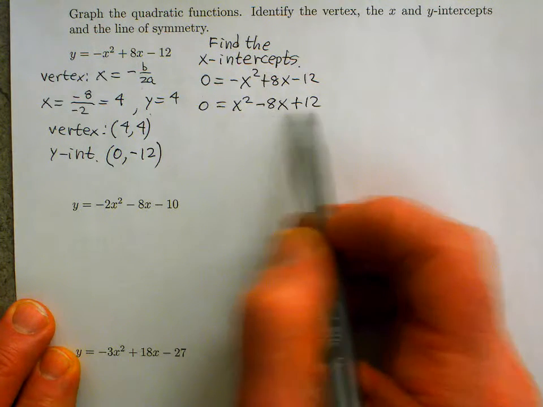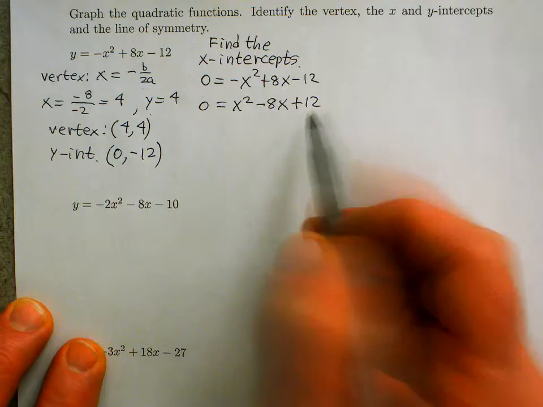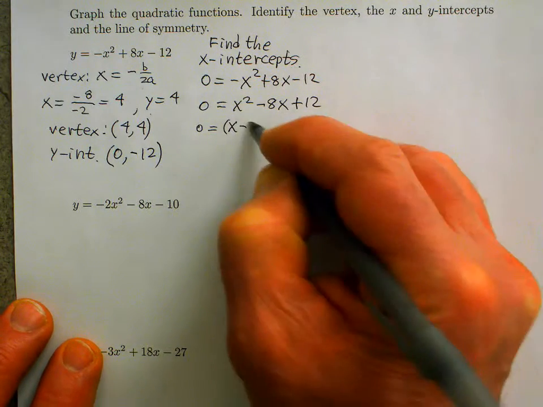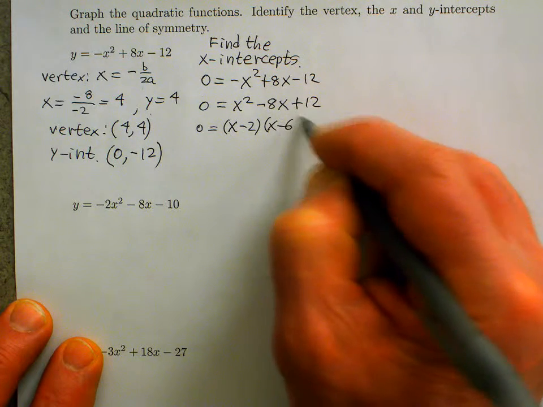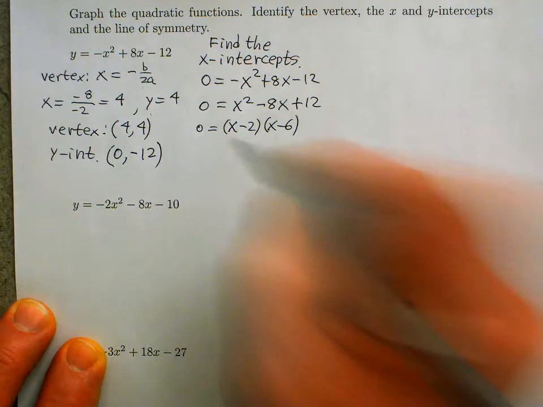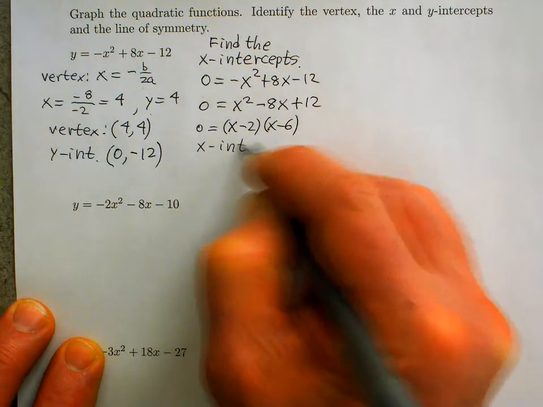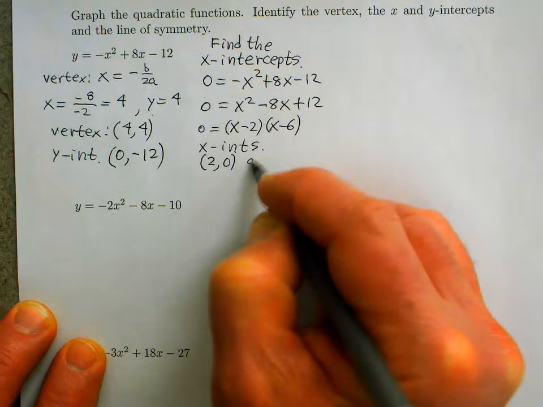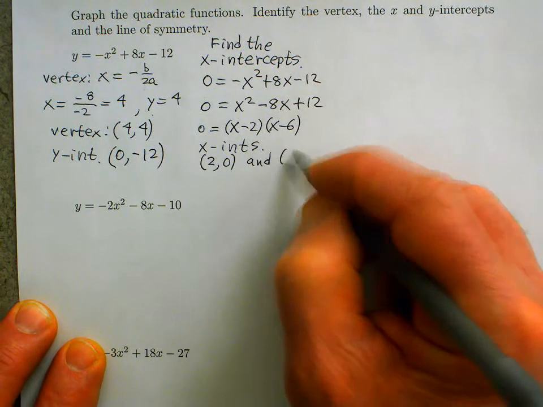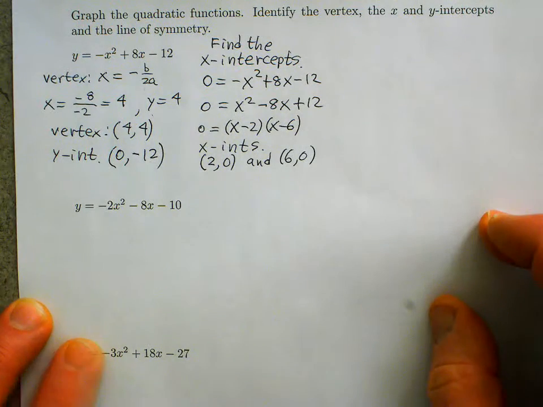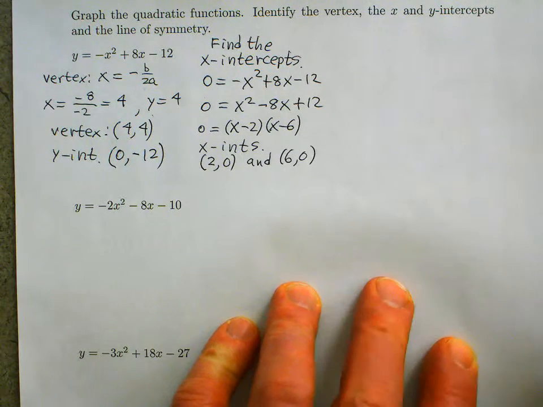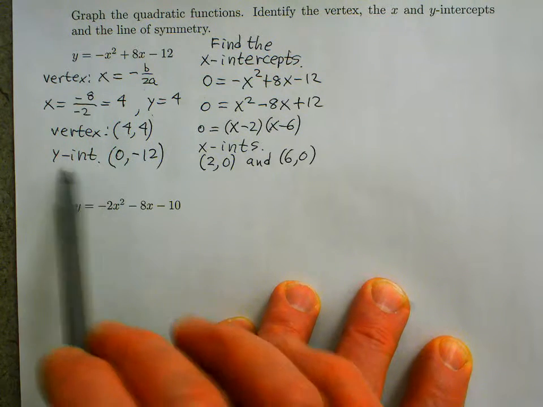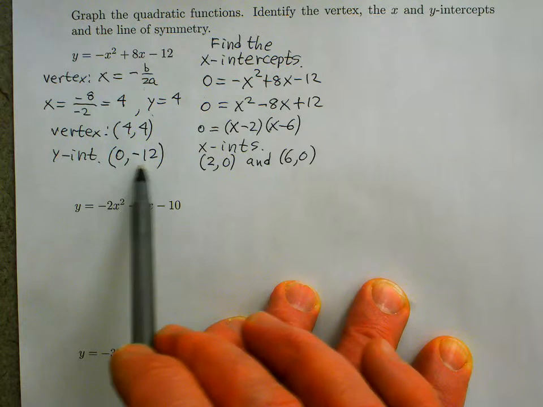So we can solve this quadratic equation by factoring. One factor is x minus 2, and the other one is x minus 6. So the x-intercepts, one x-intercept is the ordered pair 2, 0. The other x-intercept is the ordered pair 6, 0. Okay, so we know the vertex and the two x-intercepts. The y-intercept is 0, negative 12.